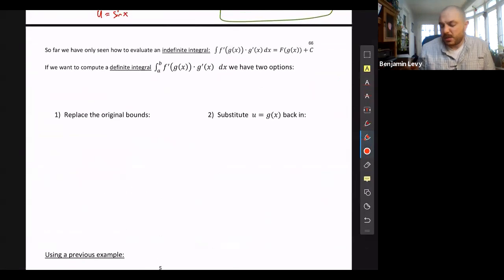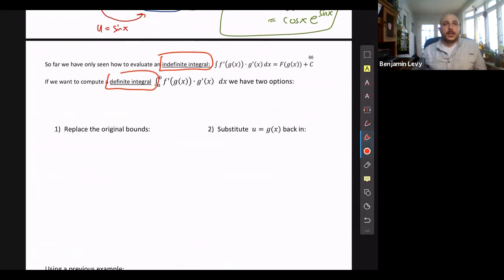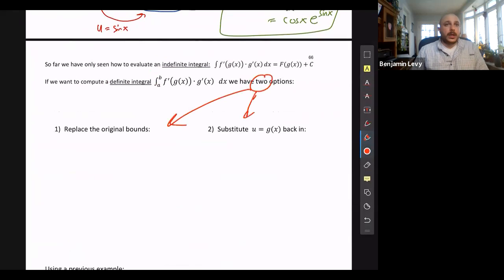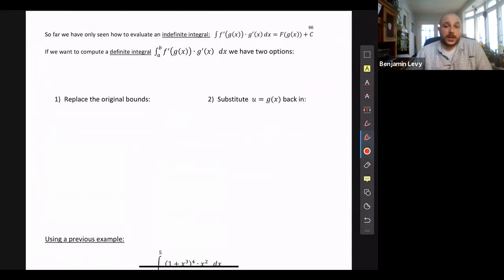Okay, and so here's just reminding you a little bit about the two differences: indefinite versus definite integral. You see those two words here. Here's indefinite, here's definite. And if we want to do a definite integral, there are two options, 1, 2. So I'll talk about them one by one, and then we'll do an example using both of them. Okay, cool. So one thing we can do is replace the bounds. That's the first option that it talks about right here.